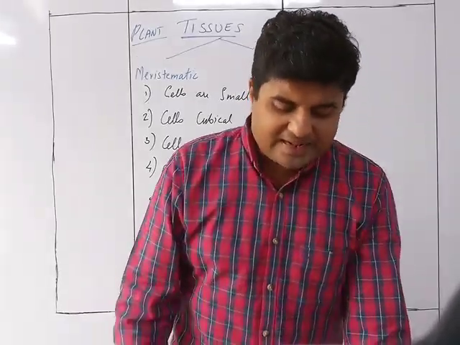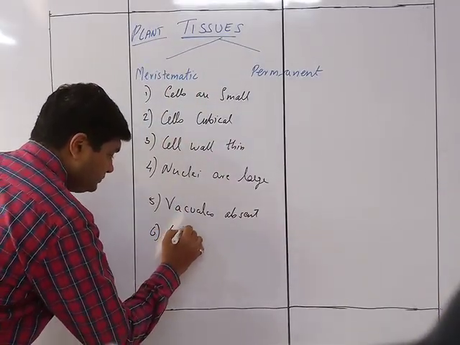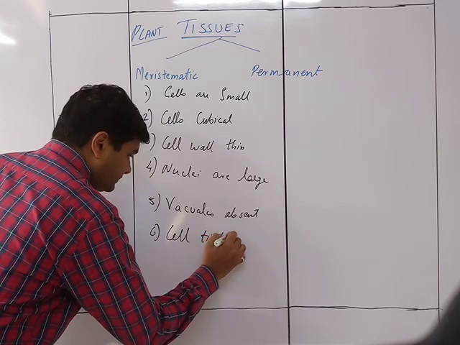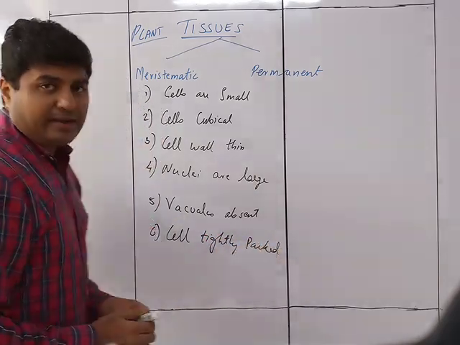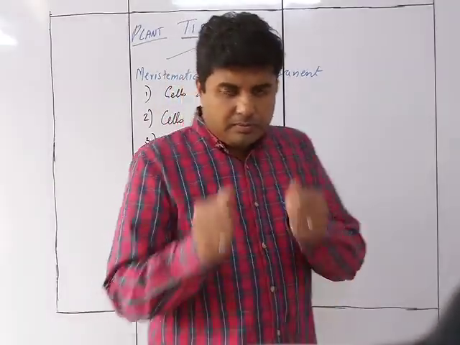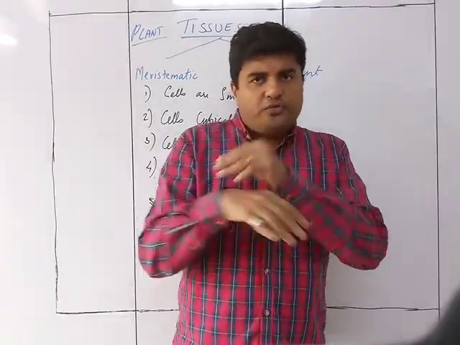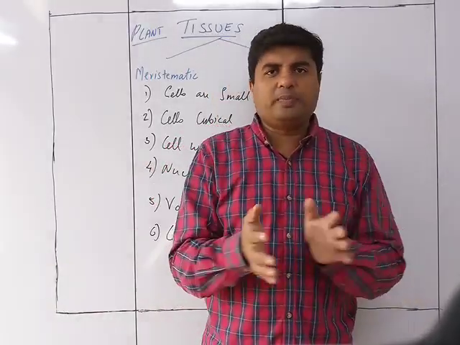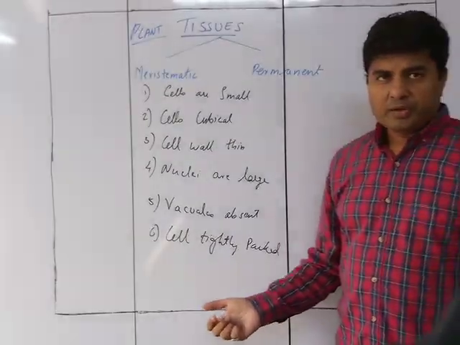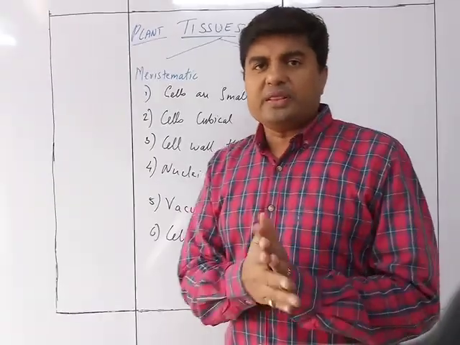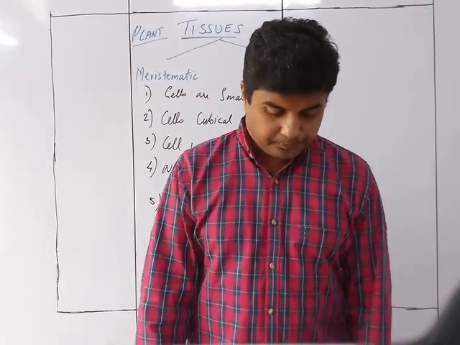The sixth one, cells tightly packed with almost no cellular space. So cells tightly packed. The reason is again the same, transport of nutrients. When they are very close and stuck together, what will happen? Transfer of food and nutrients from one place to another is very fast. So that's why you want the cells tightly packed, so that they can communicate with each other very fast and transfer the food material very fast.